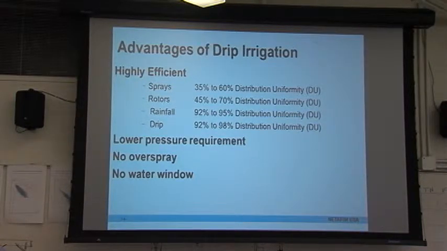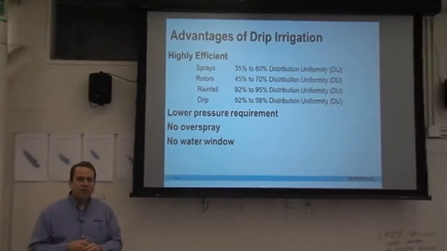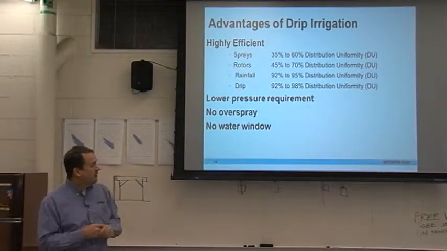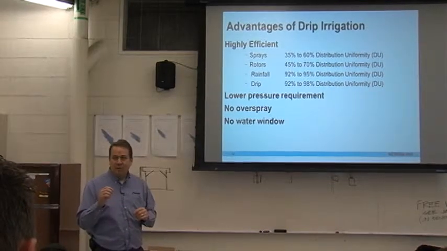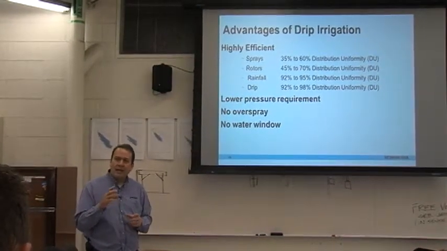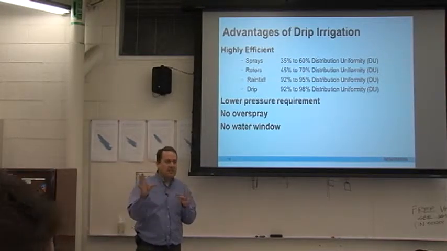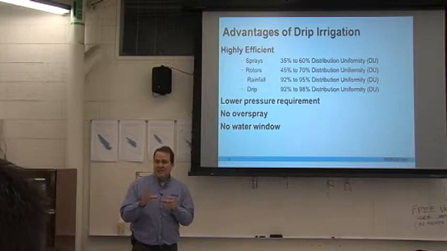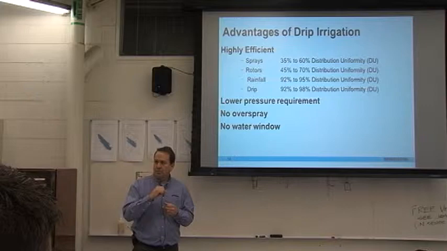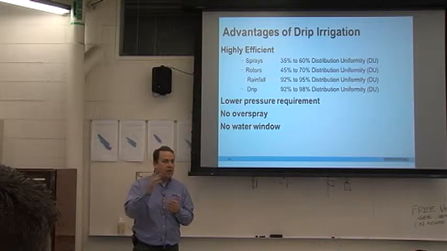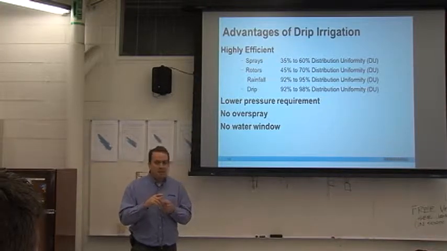Okay, so when we look at the efficiencies, we took a look at DU, distribution uniformity. I'm not going to cover DU in this class. Someone else can cover that. But basically, when we have a 40% efficient sprinkler, what that means is 60% of the water coming out of that device, like a spray head, never makes it to the plant material for consumption. And primarily it's because we throw it in the air. When we throw it in the air, then it's affected by wind, temperature.